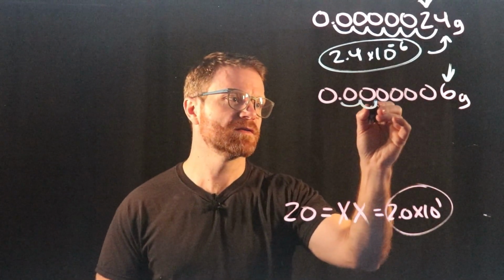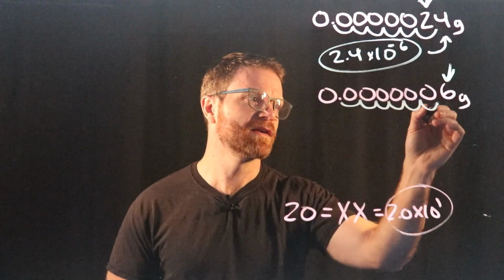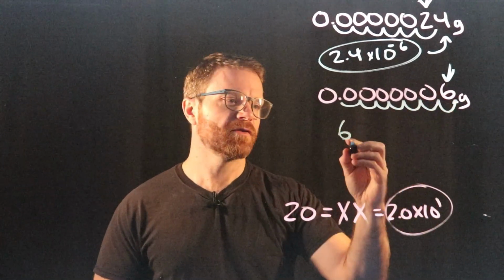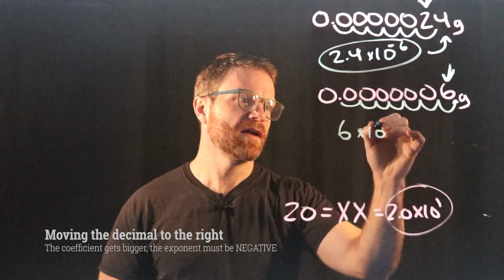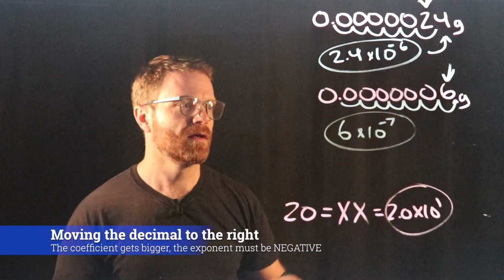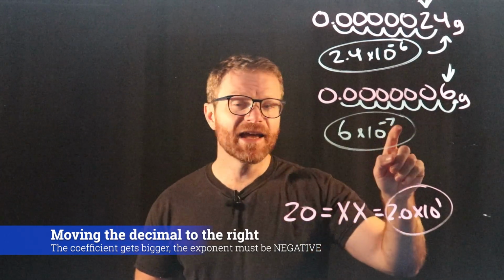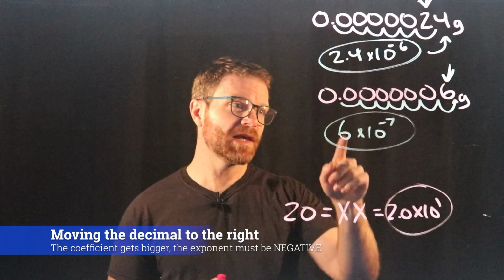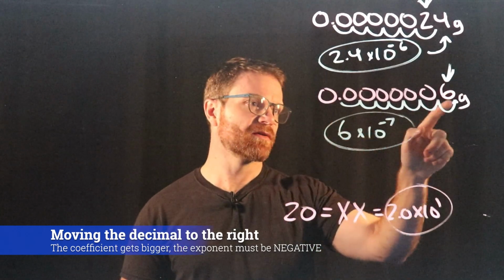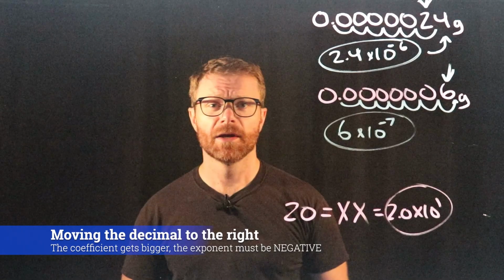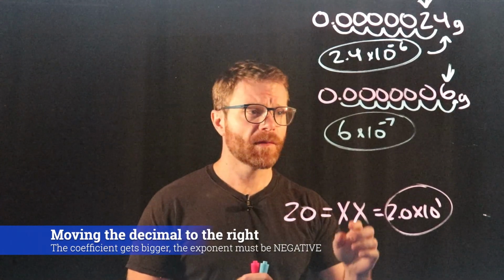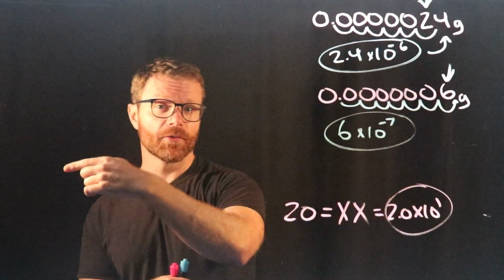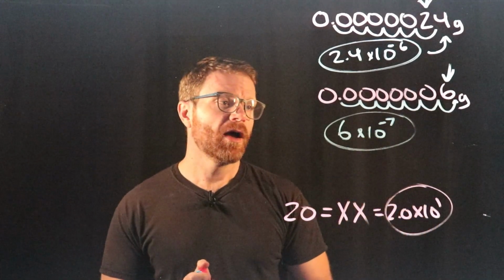So we're going to move it 1, 2, 3, 4, 5, 6, 7 times. So we're going to have 6 with nothing after it times 10 to the negative 7th. And again, this is negative 7 because I'm moving those decimal places to the right. I'm essentially making my number bigger. 6 is bigger than 0.00000006. And so I need to make my exponent smaller. It becomes negative 7.